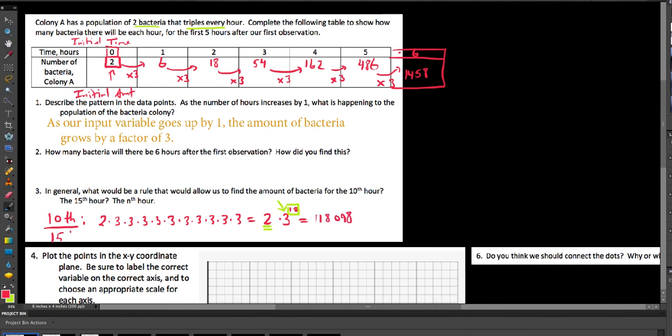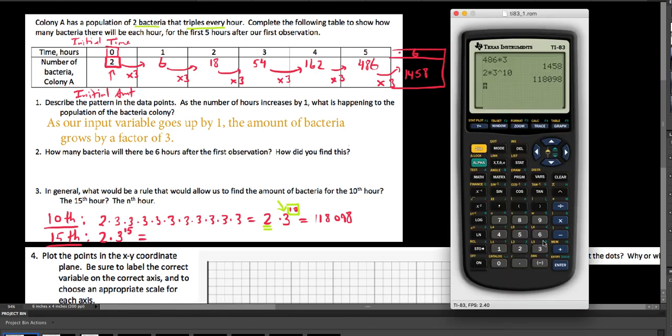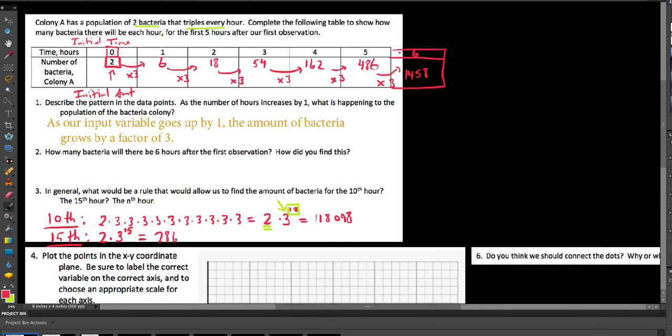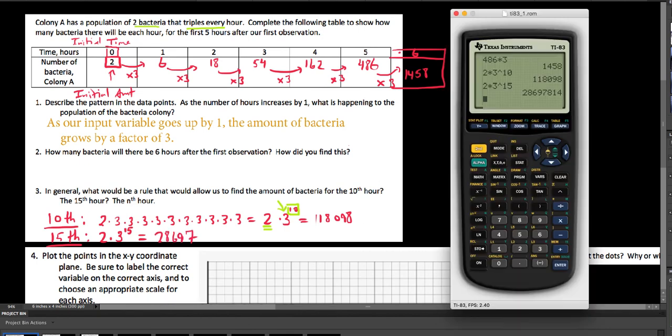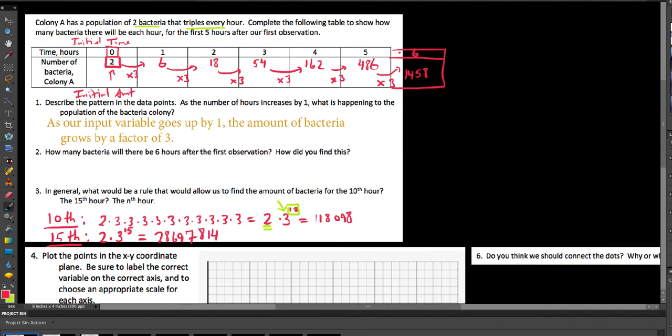And for our 15th hour here, generally speaking, we could say 2 times 3 to the 15th, because we're going to triple it, and we're going to do that 15 times. So how big would this be here? What if I retype this and I change my 10 to a 15? We would get this very large value here, 28697814 bacteria. Okay, so one sense you should start to get is that these exponential functions tend to grow really, really quickly.